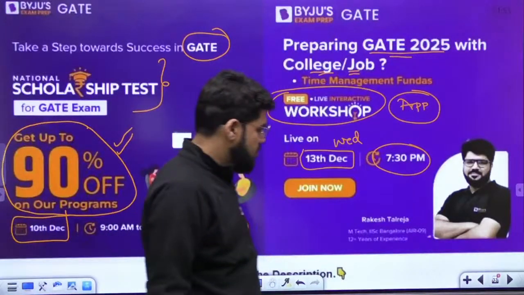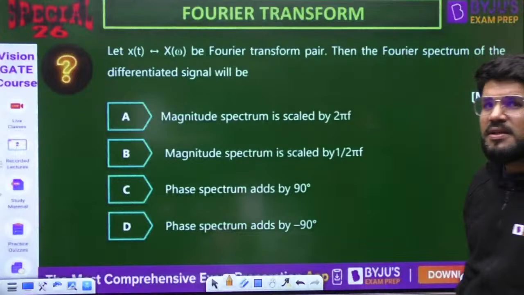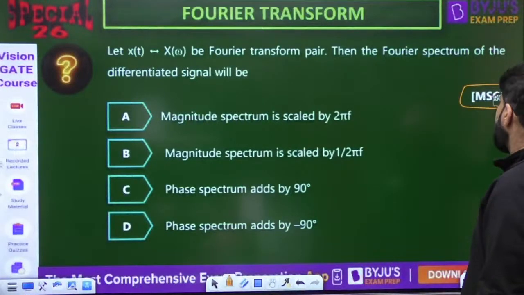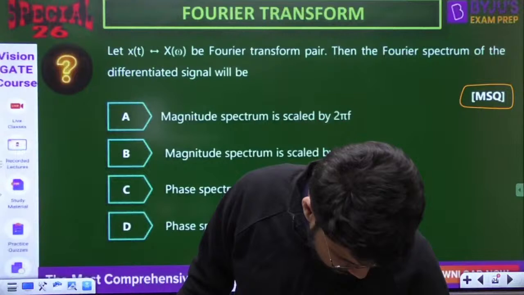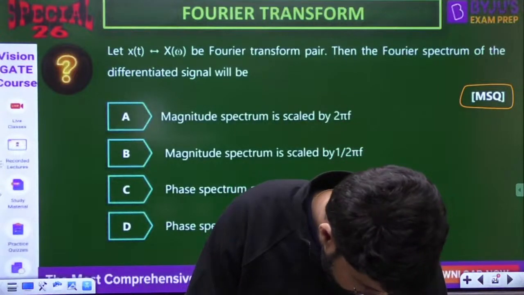चलो, yeah, now let's come to a question. Okay, starting with multiple select. A multiple select MSQ question. Come on everybody.